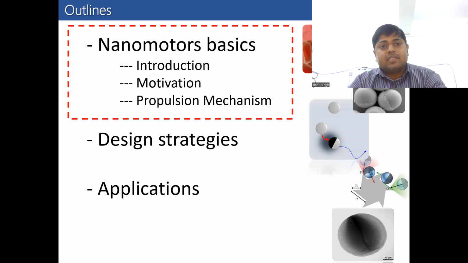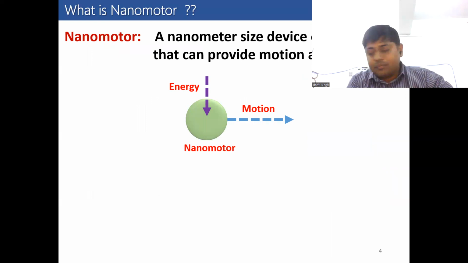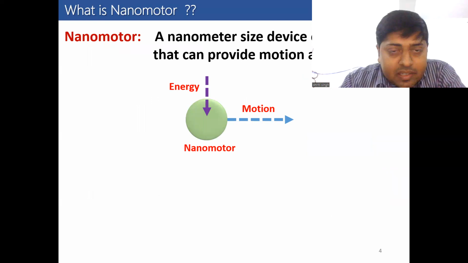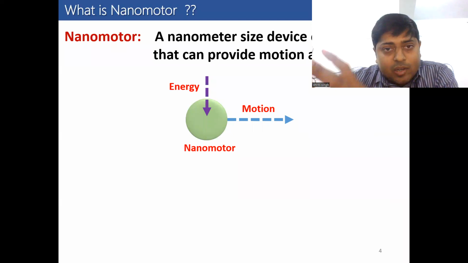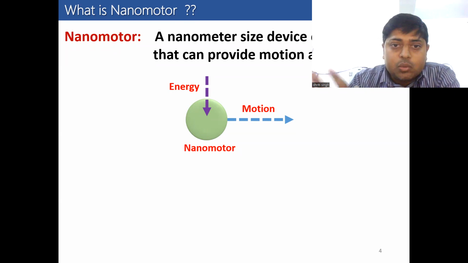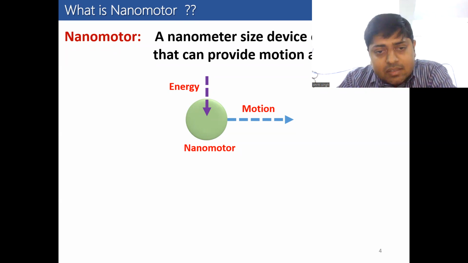So first thing is, what is the nanomotor? By nanomotor, in very simple terms, I can define it as any object or anything which is of nanometer size, and that can convert some form of energy. It can be a chemical energy, it can be magnetic, electrical, whatever could be the energy. It converts that energy into motion. So it has the ability to provide motion at the small scale. That is the definition of a motor for us.